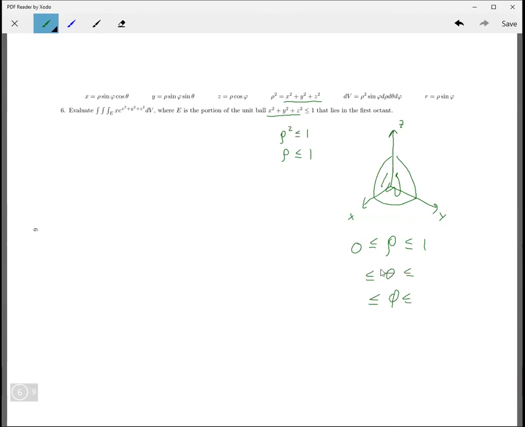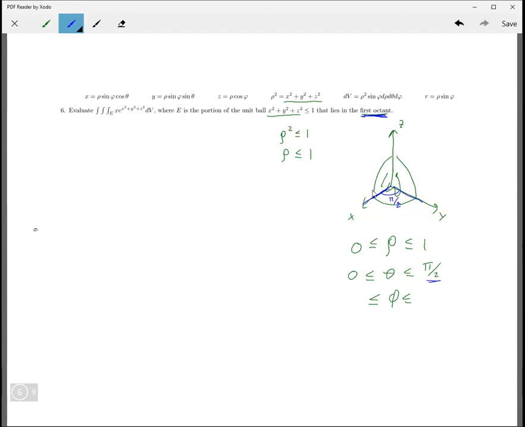0 to 2 pi? Okay, this one's going to be 0 to pi over 2, because it says first octant. First octant means that it's just here. So this is 0, and then this is pi over 2. This angle here.